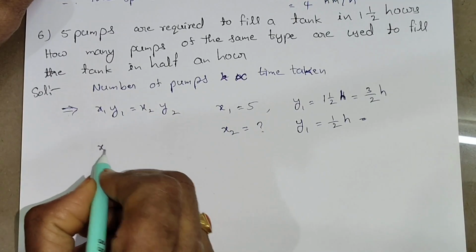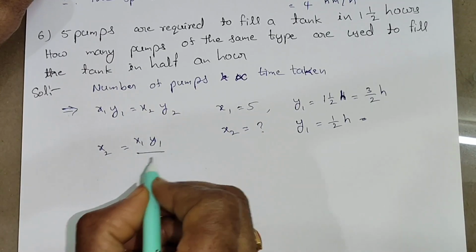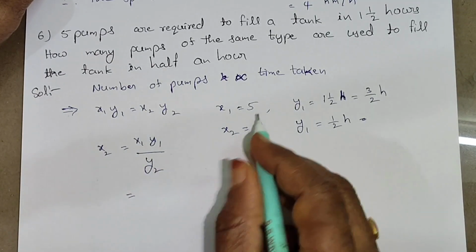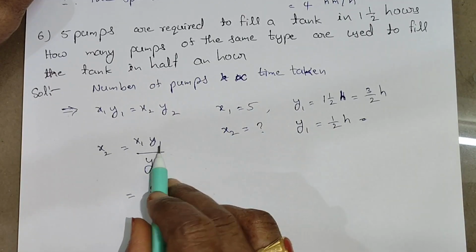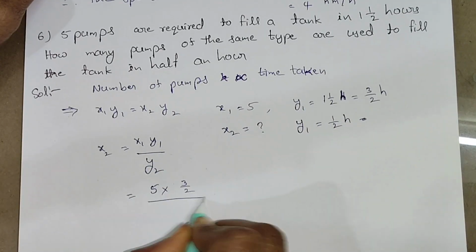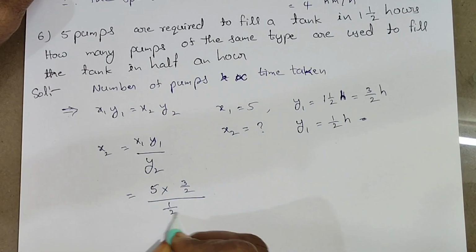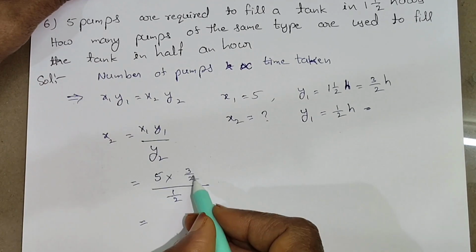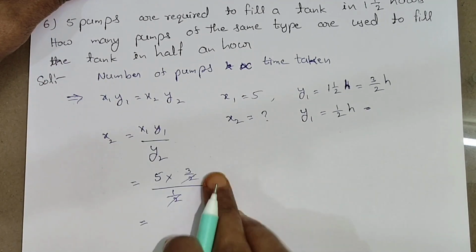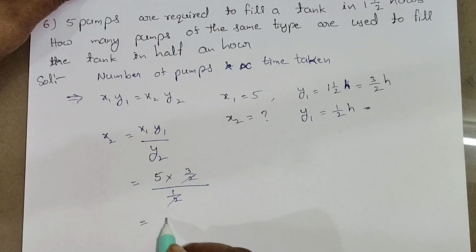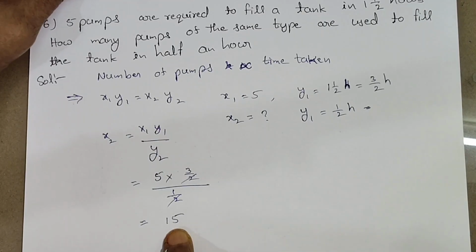Here we write x2 equal to x1 y1 by y2. So now x1 equals 5. Substitute the values: y1 is 3 by 2, by y2 equal to 1 by 2. Now these two denominators get cancelled. 5 3s are 15. Here 15 is the answer. Here 15 pumps are needed.